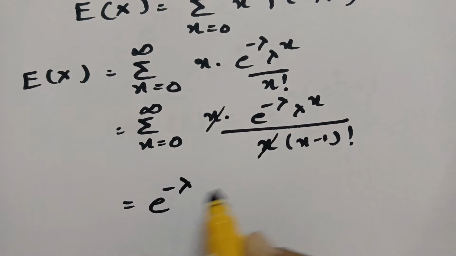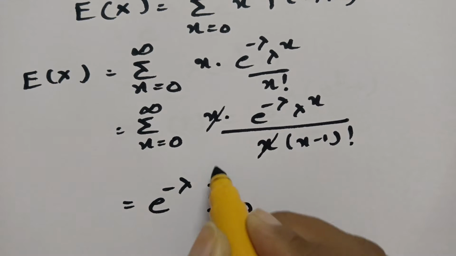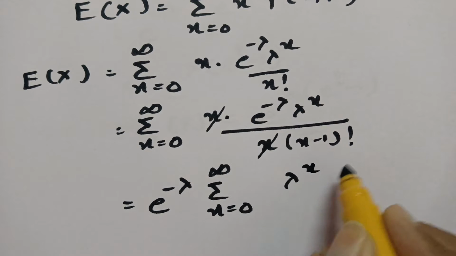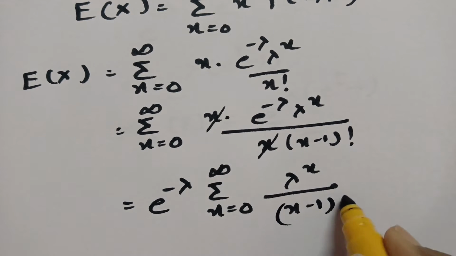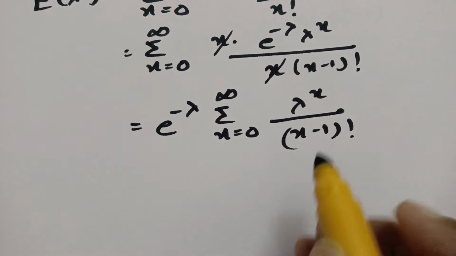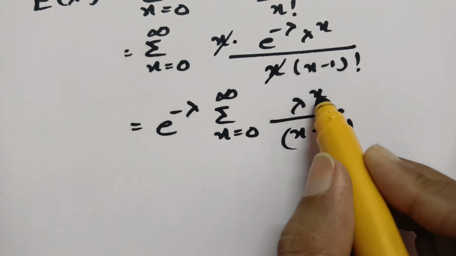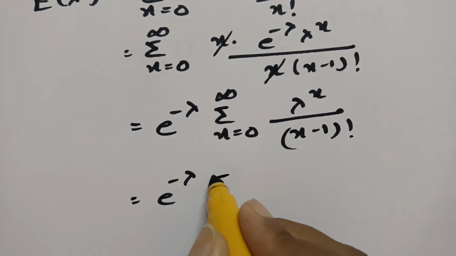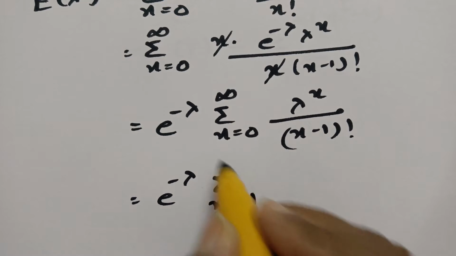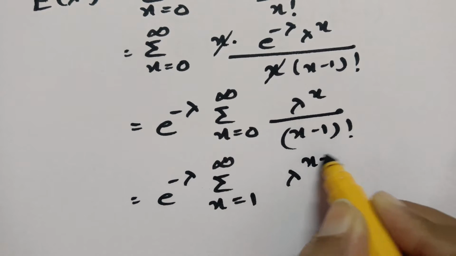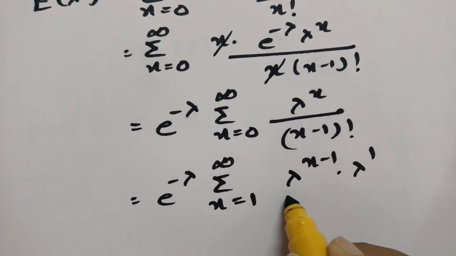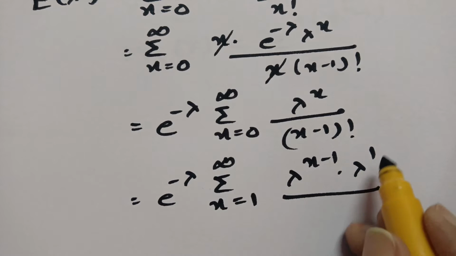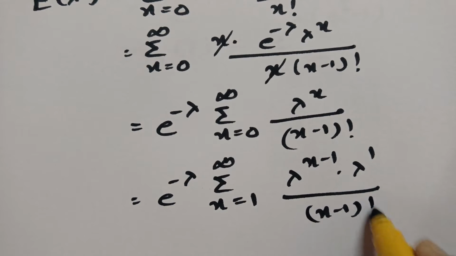So this is e power minus lambda, which is a constant term. I'm bringing it outside. This is sigma x from 0 to infinity lambda power x by x minus 1 factorial. Now I have x minus 1 in the denominator and I'll make it x minus 1 in the numerator as well. So this is e power minus lambda, sigma x from 1 to infinity. I'm multiplying with lambda inverse into lambda power 1, so this is x minus 1 factorial.